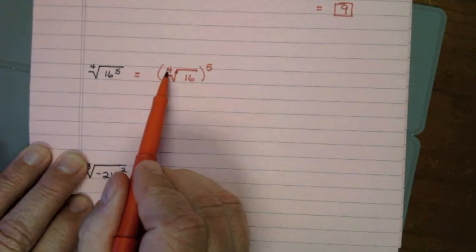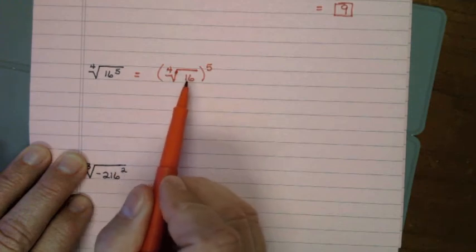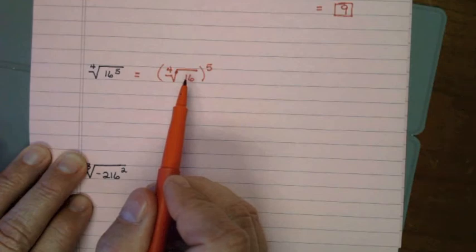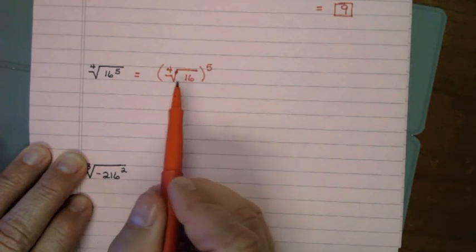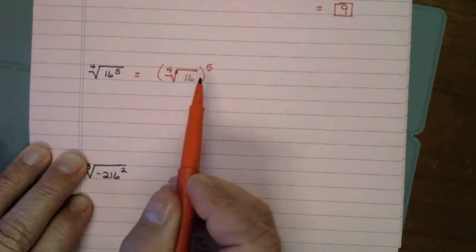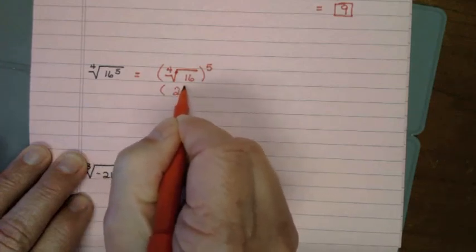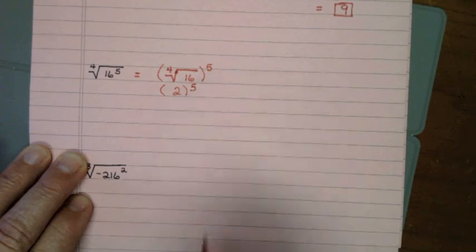I need to take the fourth root of 16. Are there four numbers that are exactly the same that multiply together to give me 16? That would be 2. That's 2 times 2 is 4, times 2 is 8, times 2 is 16. So inside the parentheses, I put 2. The 5 still goes on the outside.